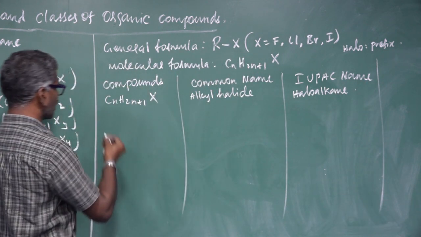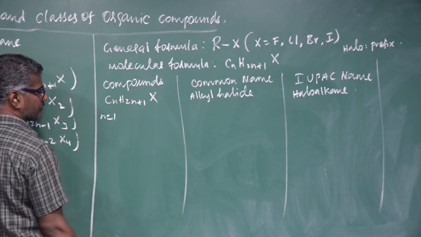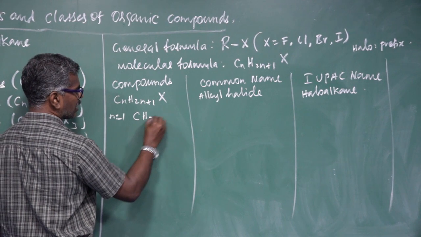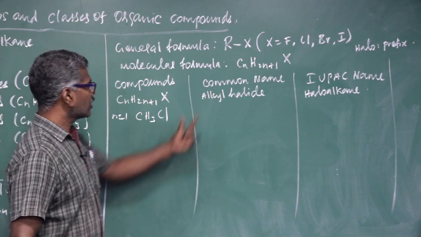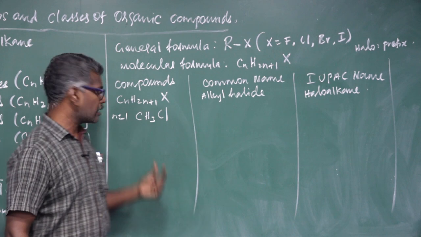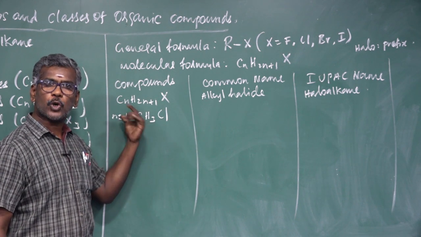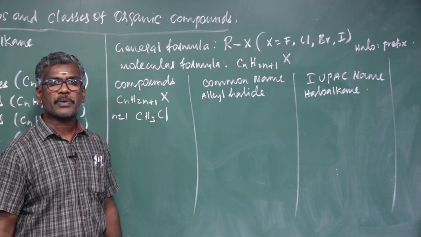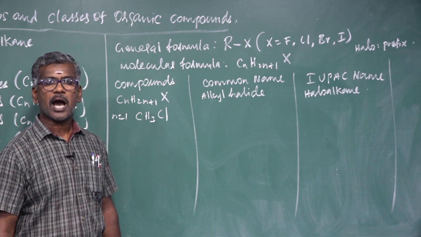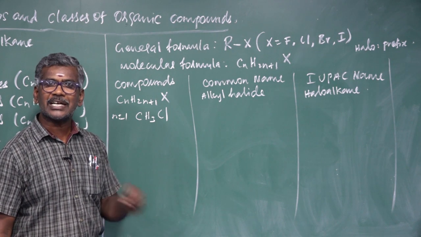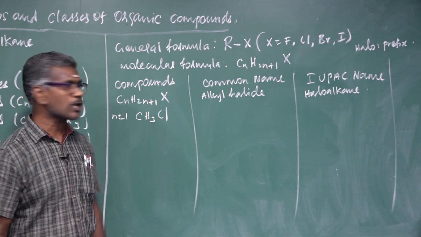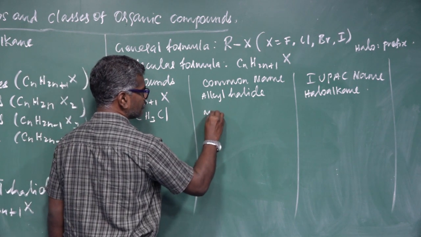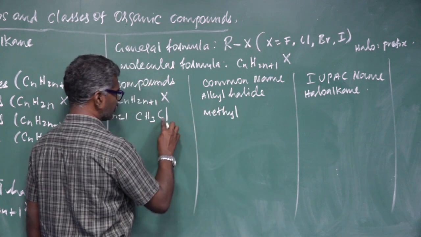For example, n is equal to 1. n is the number of carbon atoms. Here CH3 with any one of the halogens. Common name, alkyl halide. Here there is only one carbon. We know the valency of carbon. What is the valency of carbon? Valency of carbon 4, hydrogen 1, oxygen 2, nitrogen 3. These are the fundamental valencies used in organic compounds. This one carbon compound is methyl chloride.